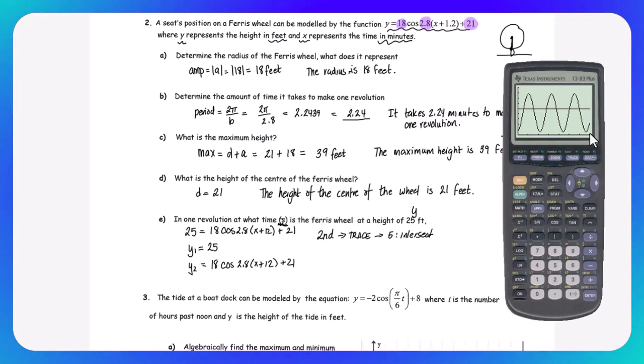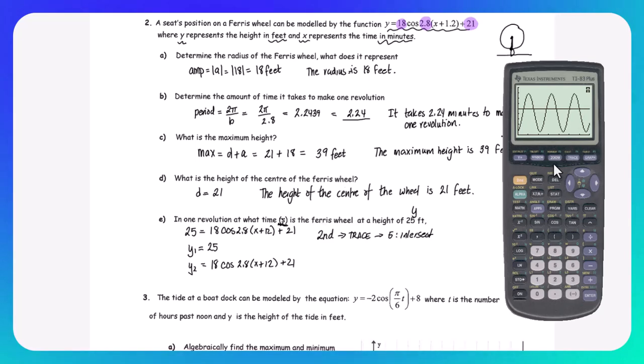And if things look funny to you, go back and check your formula again. So now that we have that, it says time in one revolution. The first revolution starts down at the bottom because that's when you get on, goes all the way up to the max and comes down. So we're looking for this intersection here and this intersection. So we need to find 2 times.